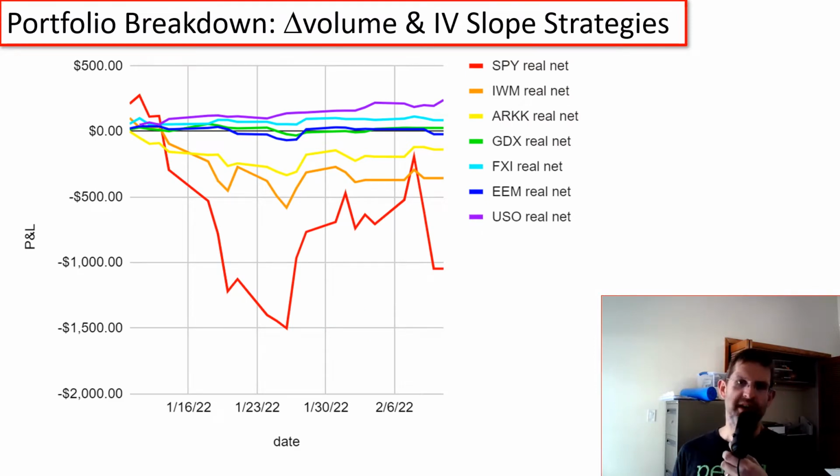So here's a P&L breakdown of the 7 stocks I'm trading. SPY, IWM, and ARK have gotten hammered. GDX, FXI, EEM, and USO are flat to uptrending. Unfortunately, my position size with these uptrending shares is pretty small, so it can't really make a big dent in the drops in SPY and IWM, which are my largest holdings.